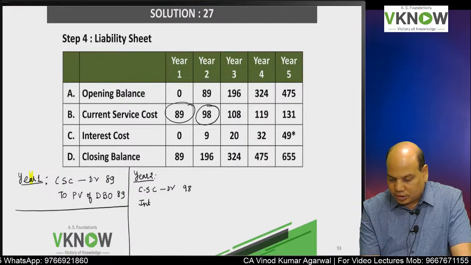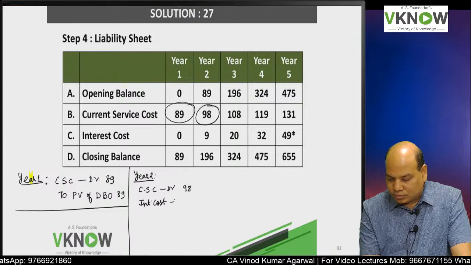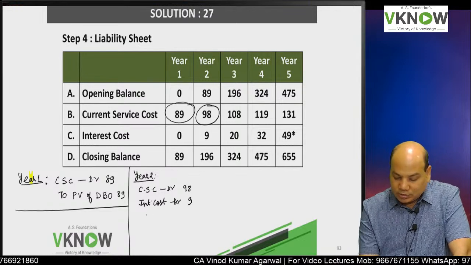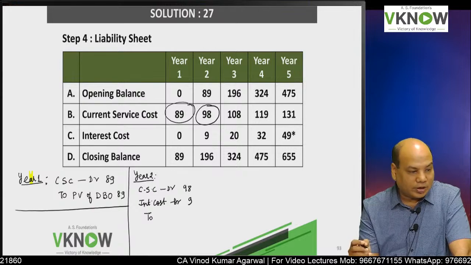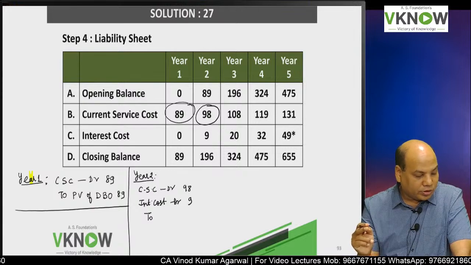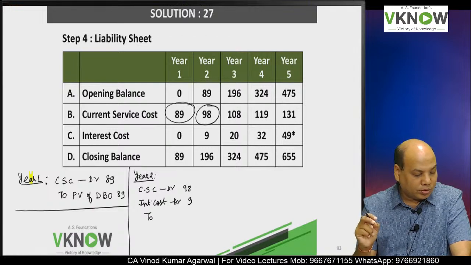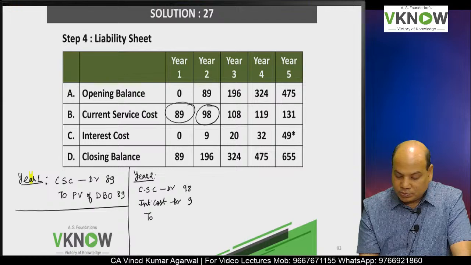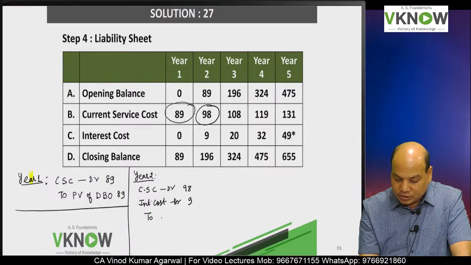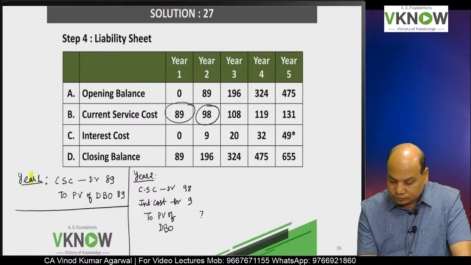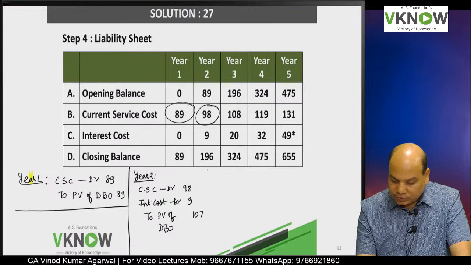Good students will write, other students will enjoy now but suffer later, because they can ask you journal entry. In the previous question number 15 we have seen they had asked you to compute journal entry, previous problem which we did in the previous lecture, to present value of DBO total 107.